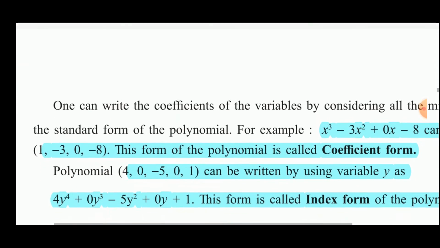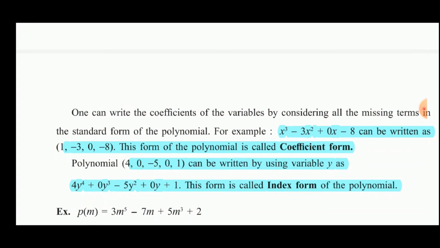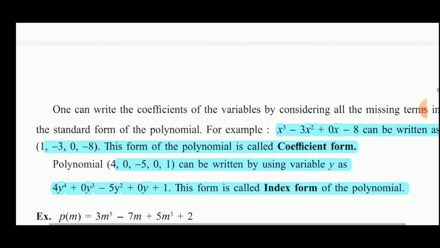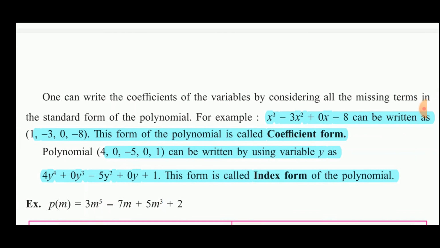Now one can write the coefficients of the variable by considering all the missing terms in the standard form of the polynomial. So x cube minus 3x square plus 0x minus 8 can be written by writing down only the coefficients in a round bracket separated by commas. So (1, minus 3, 0, minus 8) and close the bracket. So this form of the polynomial is called the coefficient form.